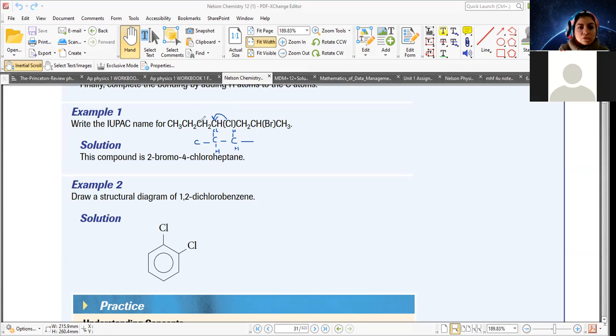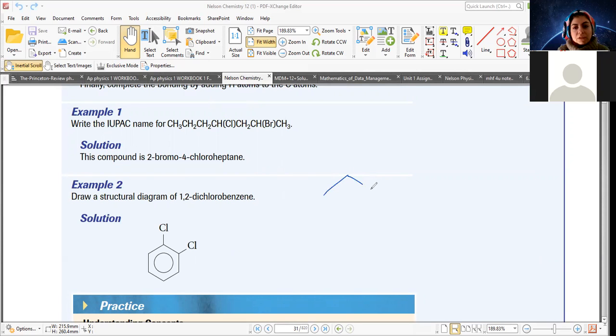So on 1, 2, 3, 4, the 4th carbon, you have Cl. On the 7th one you have Br, but from where to where do we count? We count from the side that gives the lower number. Perhaps I count from here: 1, 2. On the second carbon we have Br, 3, 4. On the 4th carbon I have Cl. It's going to be 2-bromo, 4-chloro, heptane, because you have 7 carbons in the main chain. Any question? No.